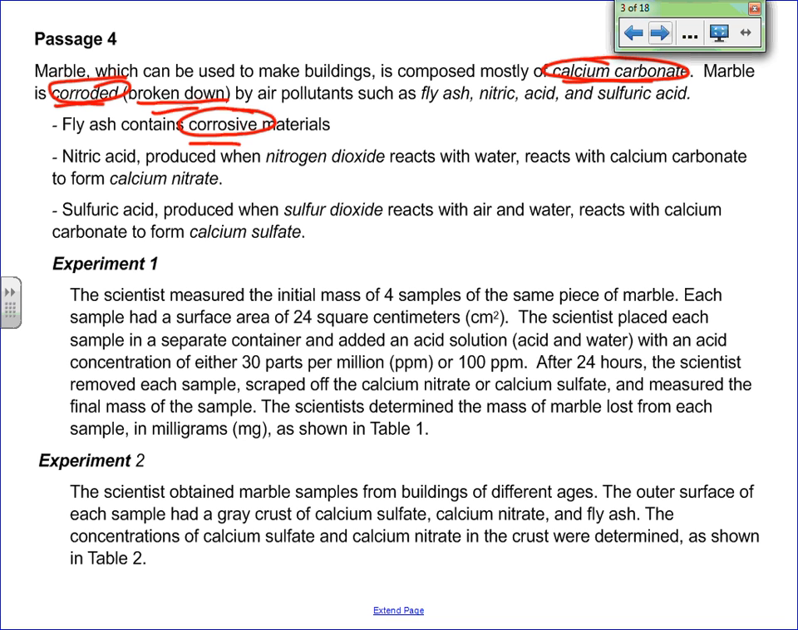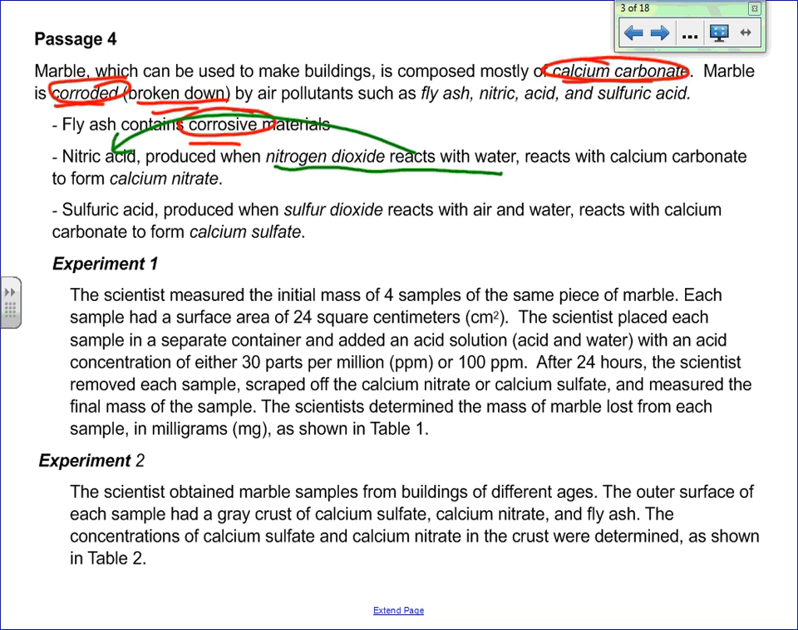When nitric acid reacts with calcium carbonate. Good. So when we have nitrogen dioxide and water, we get nitric acid. But the source of this nitrogen dioxide, what is it? Read back to this first one: marble, which we use to make buildings, is composed mostly of calcium carbonate. Marble is corroded by what? Air pollution. Nitrogen dioxide is an example of air pollution.